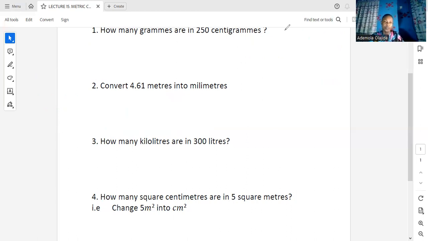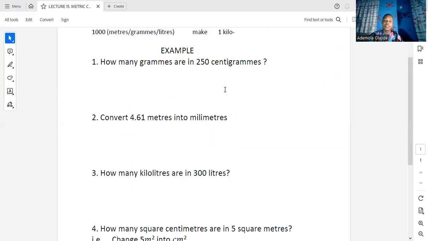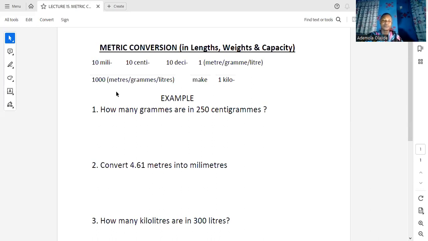And for number 3, quickly, how many kiloliters? This one is about capacity. How many kiloliters are in 300 liters? Kiloliters and 300 liters. So you now come back here and say, we have 300 liters here.